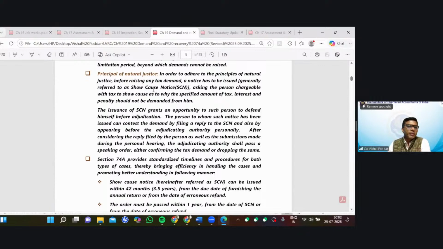This we discussed in the previous chapter also. So it is a principle of natural justice that even though the department officer feels, or let us say they have a 100% assurance that tax is payable by you, they cannot directly demand the tax because they have to give you an opportunity to defend yourself.